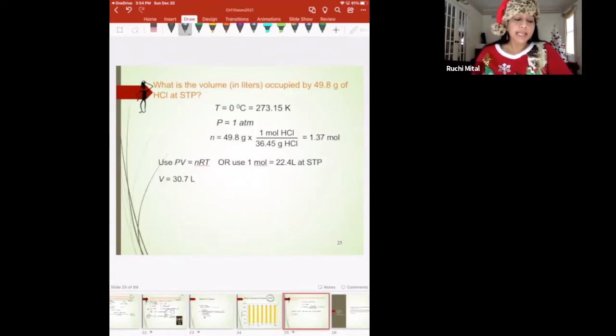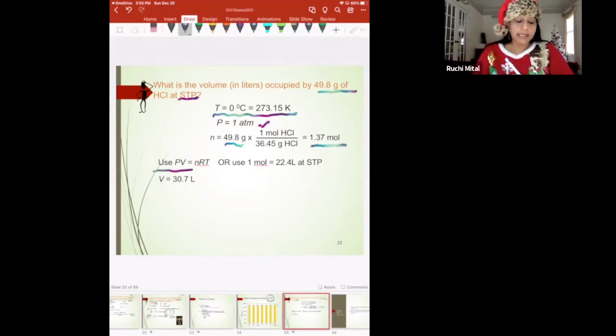So if the question is asking you, what is the volume in liters occupied by 49.8 grams of HCl at STP, this is the first thing you should be able to think immediately, right? So the temperature is not given directly, and this is the pressure. If they're not specified, you can use any unit of pressure. Now you know that you have 49.8 grams, so you should be able to think that you can convert the grams into moles. So you know the moles.